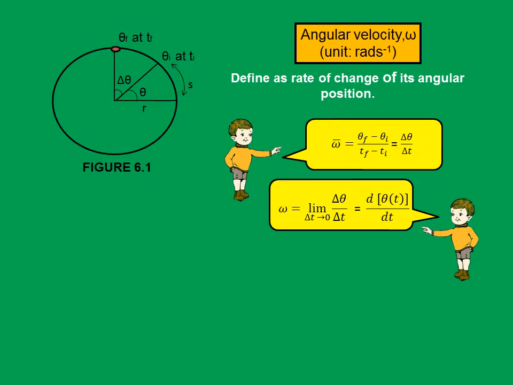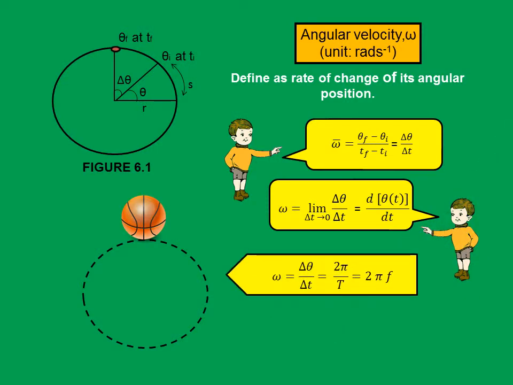Angular velocity of all points on the disk is equal to each other, since the number of rotations per unit time is equal. The magnitude of angular velocity is angular speed. For a complete circle, omega is equal to angular displacement over change of time, or 2 pi over T, or 2 pi f, where T is the period, that is the time taken to complete one circle. The SI unit for T is second. Meanwhile, f is the frequency, the number of circles or revolutions completed per unit time. The SI unit for f is hertz, or per second.